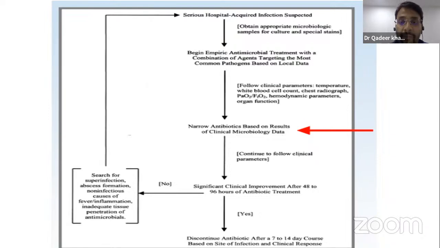And if there is an improvement within 48 hours of our empirical therapy, when we think that the empirical therapy is almost the same as the microbiological data profile of that infection, we can continue that, or we can narrow down our empirical antibiotics to a more appropriate antibiotic. If the patient is not improving even after 48 to 96 hours of antibiotic treatment, then we should search for other sources of infection, like non-infectious causes of fever. That is also one of the most important things in the ICUs.